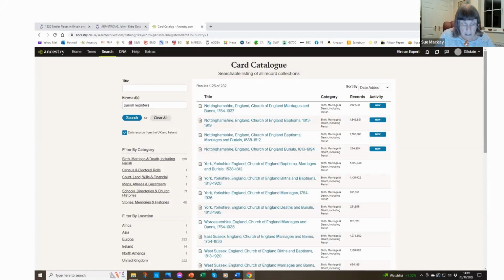Ancestry has perhaps the largest collection of original parish registers. It is pay-per-view, but you can take out a trial subscription. Note that Nottinghamshire has recently been added. It's always worth looking in the card catalogue for what's new, but not all the Nottinghamshire parishes are there yet.